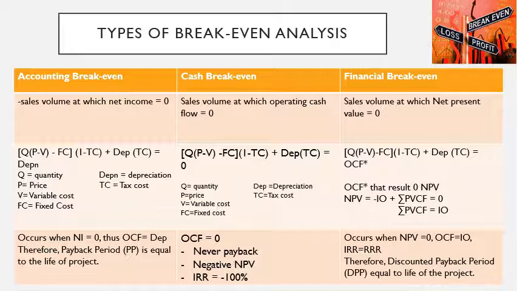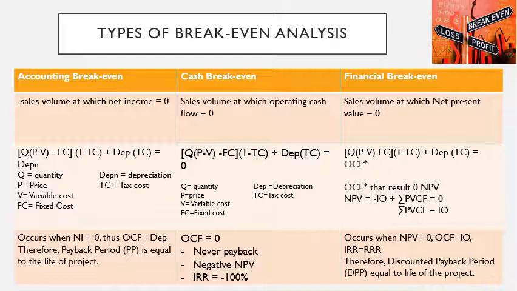So based on the tax shield approach, OCF = (QP - QV - FC)(1 - TC) + D × TC. Q is quantity, P is price, V is variable cost, FC is fixed cost, D is depreciation, and TC is the tax rate. It occurs when net income equals 0, thus OCF equals depreciation. In terms of payback period, the payback period is equal to the life of the project.